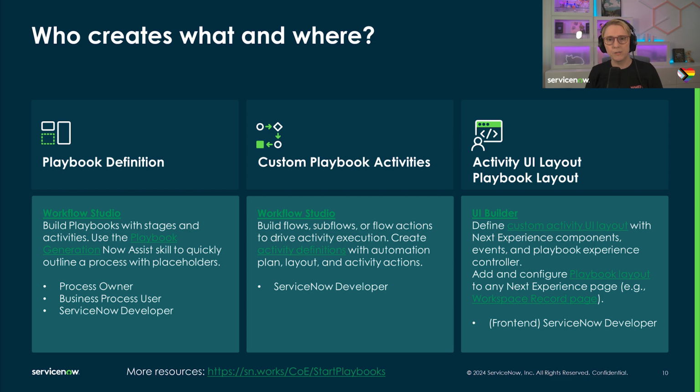When the baseline activities provided with playbooks do not sufficiently cover your use case, you can reuse existing flows, subflows, or flow actions as automation-only assets, or use them as the automation plan for custom activities. ServiceNow developers can build flows and activity definitions to extend the Playbook activity library. Default activity layouts include record, list, knowledge, instruction, and more.